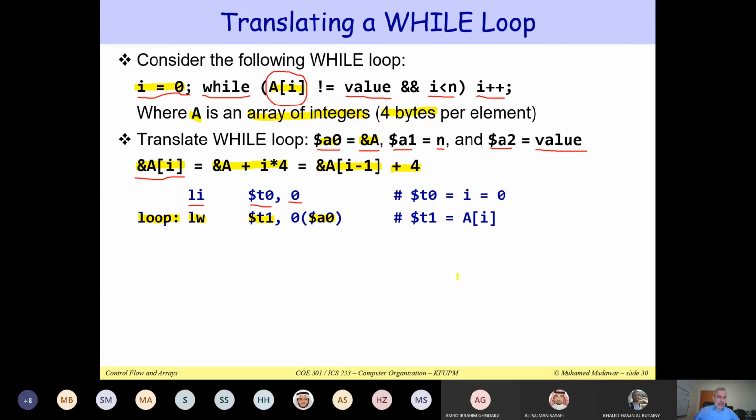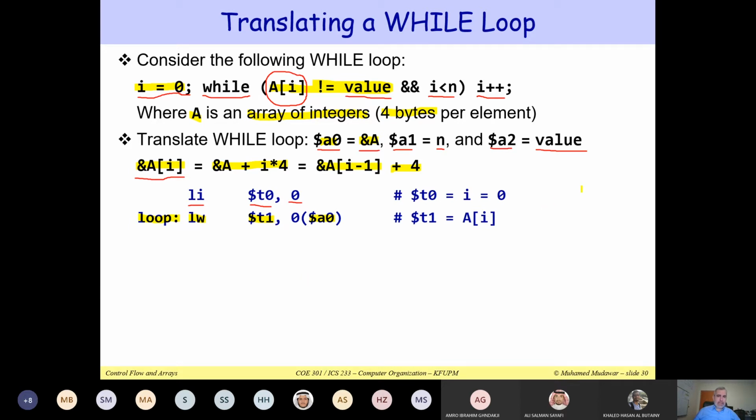After loading the value of A of I, initially I equals 0, so this will be the value of A0. We are loading it from memory into register T1, so T1 is now the value of the first element of the array. What do I need to do? Apply the condition. I need to compare it against value, to check if it is not equal to value. So we need to compare it against value.